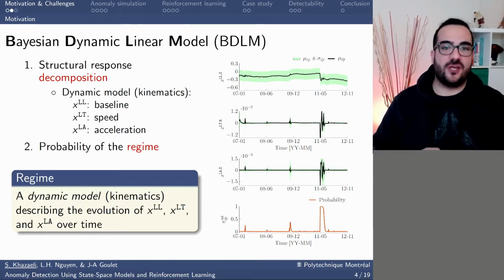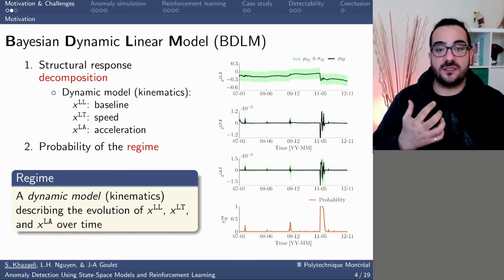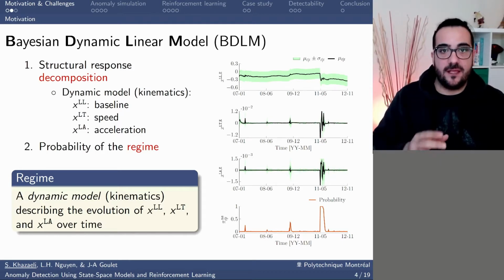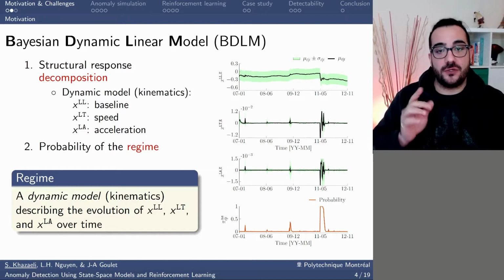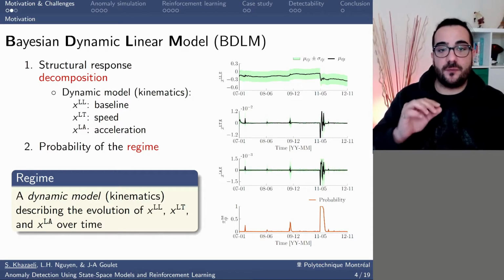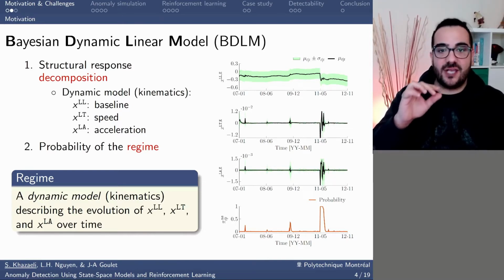BDLM has two main objectives. First, it removes the external effects and decomposes the structural responses to reveal the underlying dynamics, which we can call hidden states. The first three figures from the top show the underlying dynamics or kinematics of the responses. They are the baseline or local level, the baseline rate of change or speed or local trend, and the speed rate of change or local acceleration. As you can see, each hidden state is inferred by the mean mu and the standard deviation sigma. The black line is the mean values and the shaded green area corresponds to the plus minus 1 standard deviation.